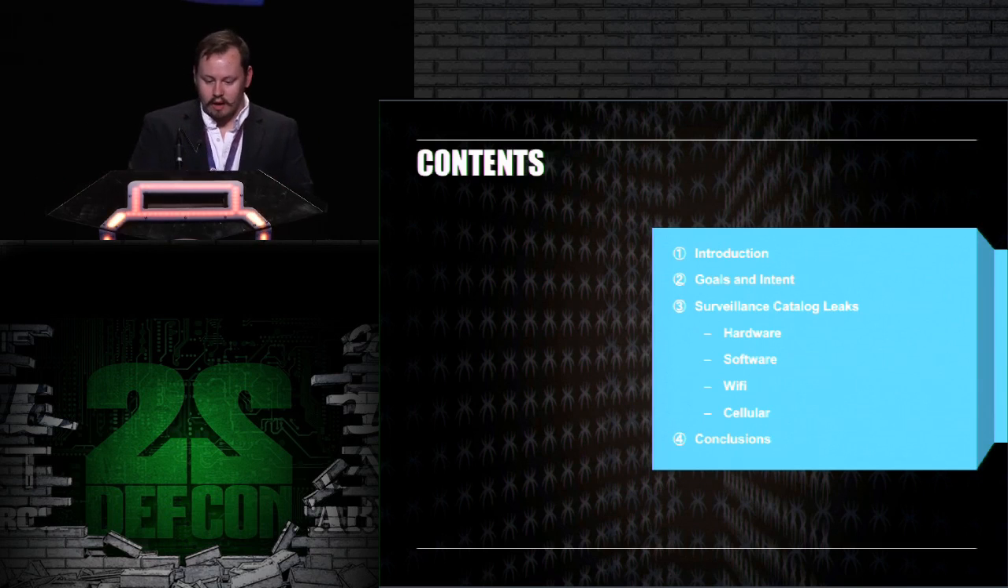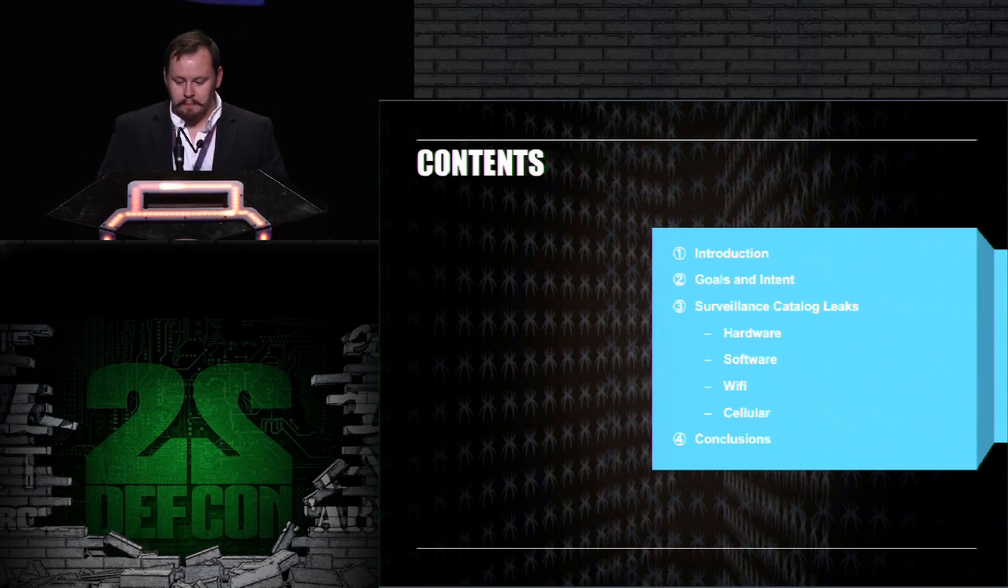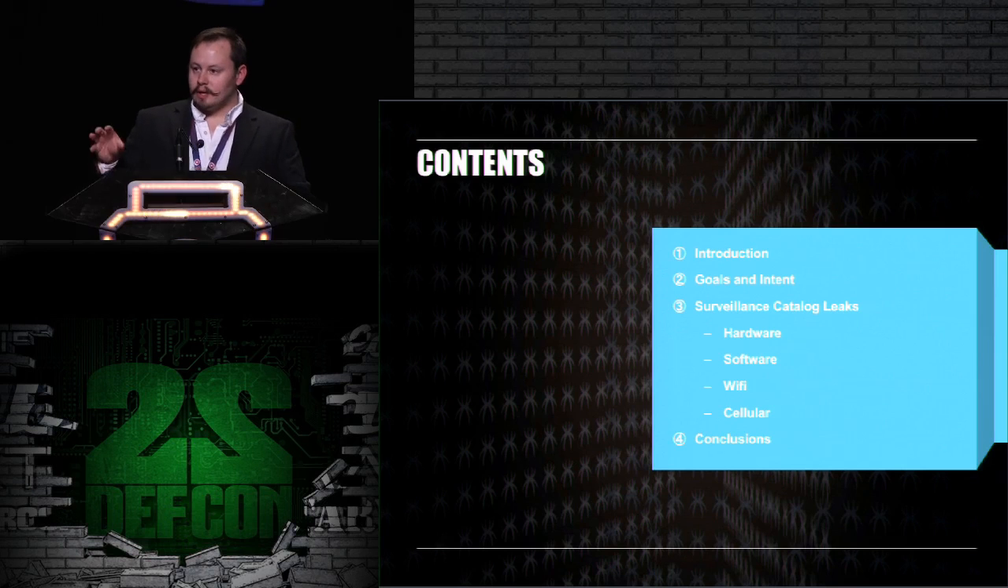But going on to this talk, I'm going to cover a couple of categories of the surveillance catalog. I've kind of explained the introduction already. I'm going to give some backstory, then go into the detailed information in the surveillance catalog leaks, which is what I'm calling it. It's the TAO release from alleged NSA top secret documents.